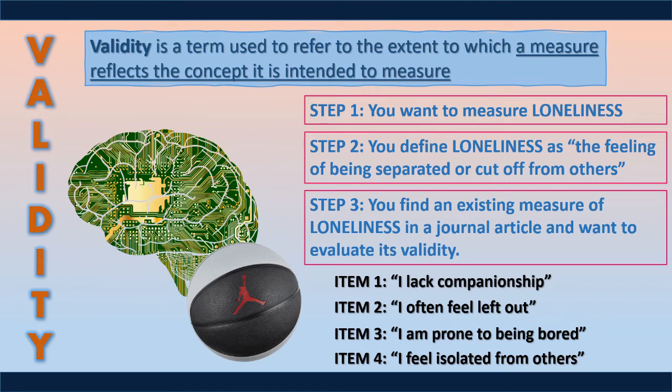Do you notice something odd about this 4-item measure? Does one item stick out as not looking like the others? If you said the item I am prone to being bored does not on face sound like it measures the feeling of being cut off or separated from others, then you successfully identified an item that is said to likely contribute to this 4-item measure's poor validity. What would we do in such a situation? We just get rid of that item and turn it into a 3-item measure.